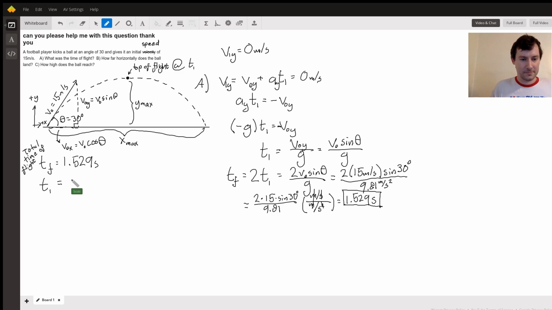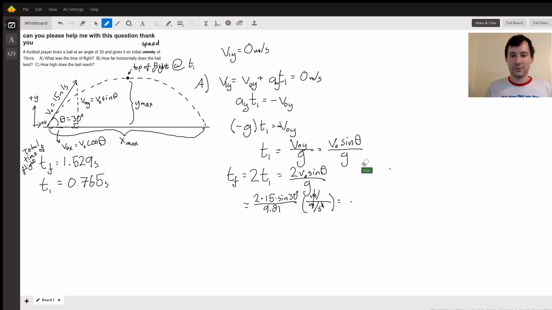0.765 seconds. And I'll keep those values here because they will be useful for the other two parts of this problem. If this were an interactive lecture, I would have asked if there are any questions so far.